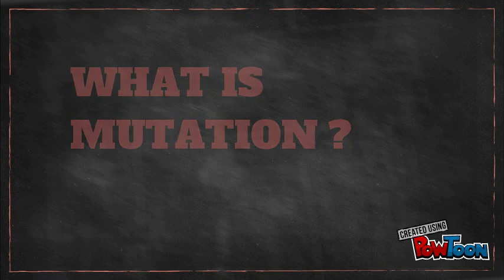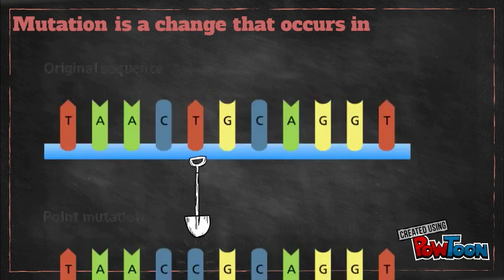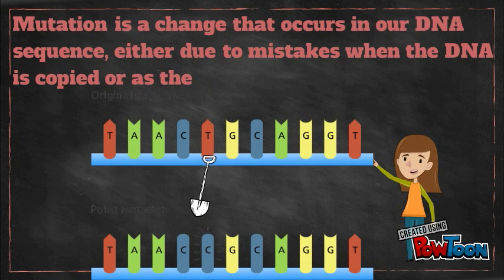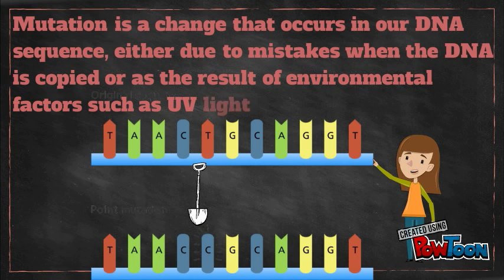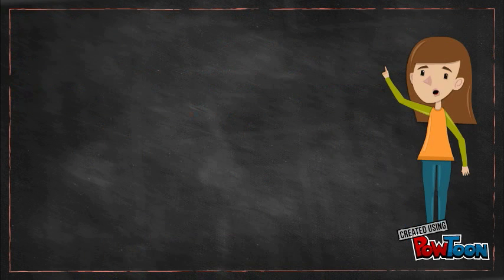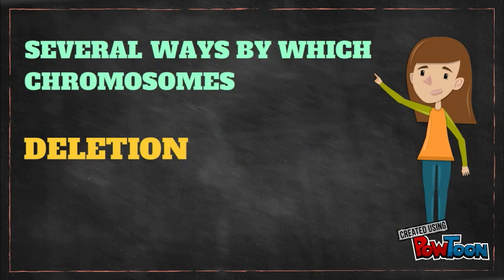What is mutation? Mutation is a change that occurs in our DNA sequence either due to mistakes when the DNA is copied or as a result of environmental factors such as UV light and cigarette smoke. These are called mutagens.